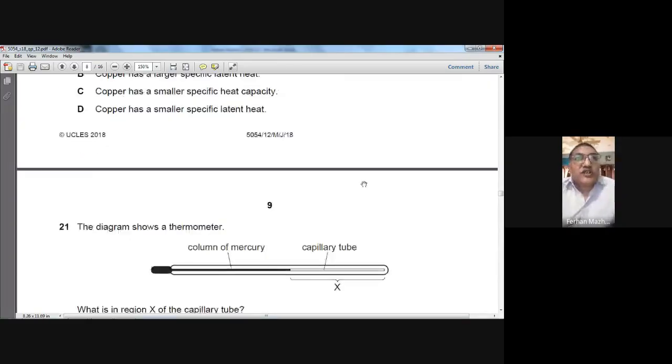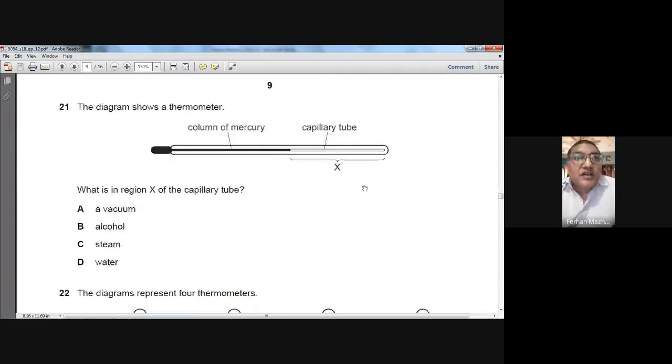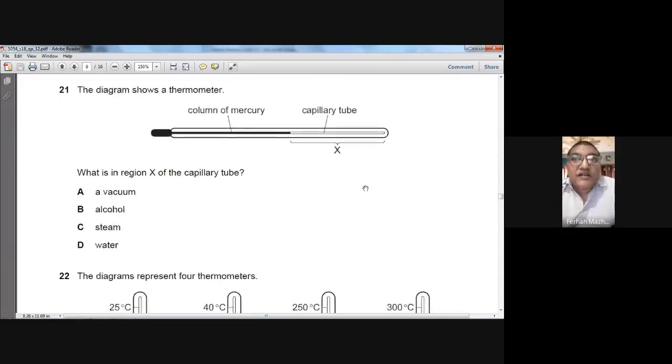Okay, on your screen, question number 21. The diagram shows a thermometer. What is the region X of the capillary tube? It has vacuum in it. It's a vacuum. So for question number 21, X, this empty place, is a vacuum. For 21, A is the option.